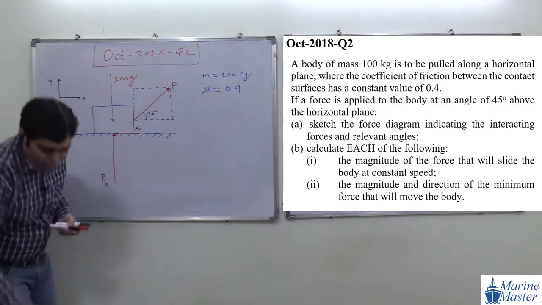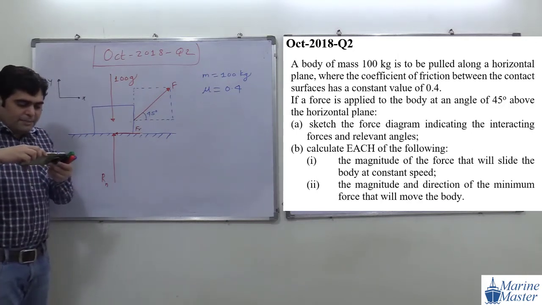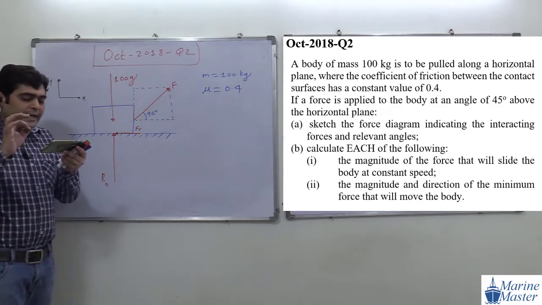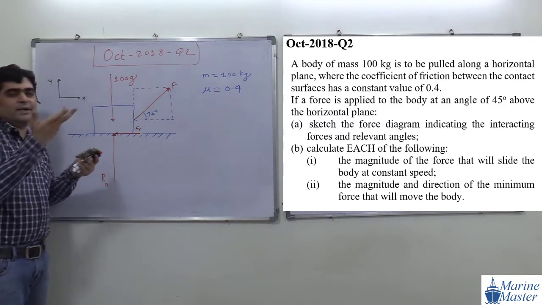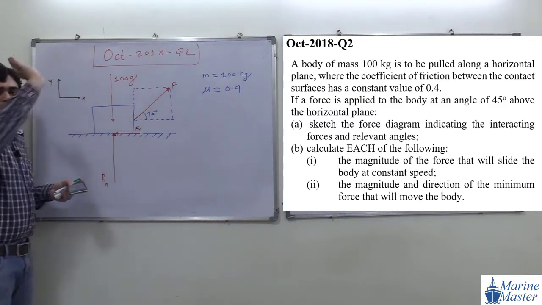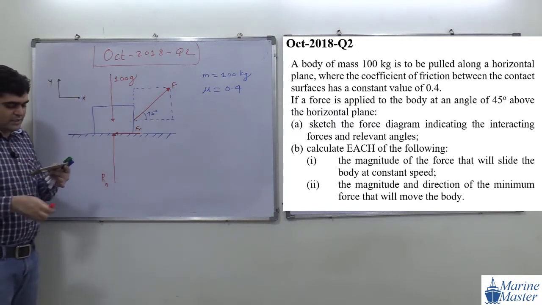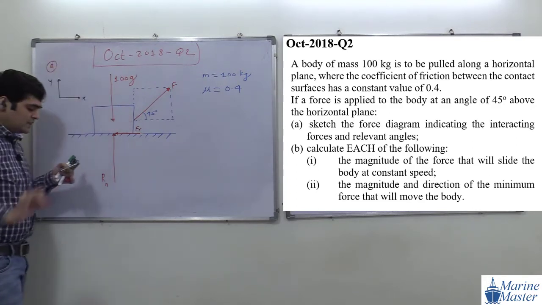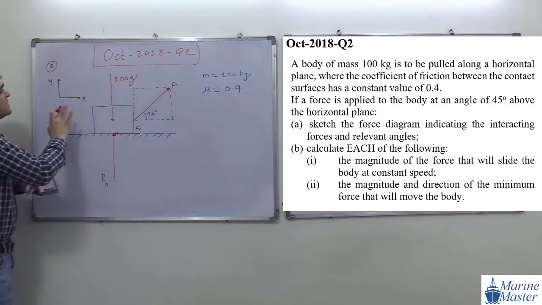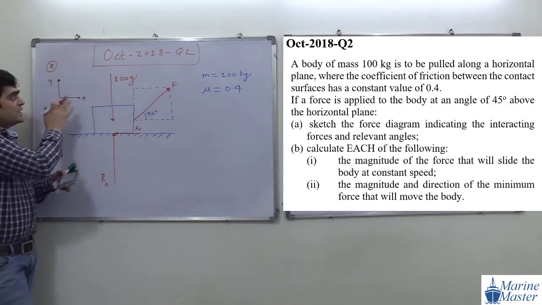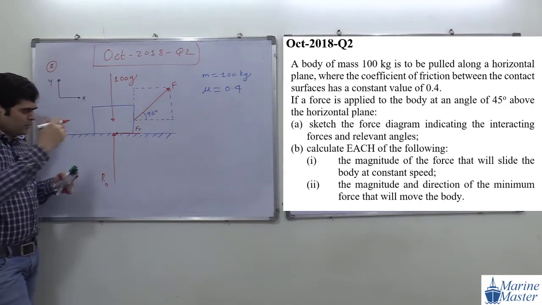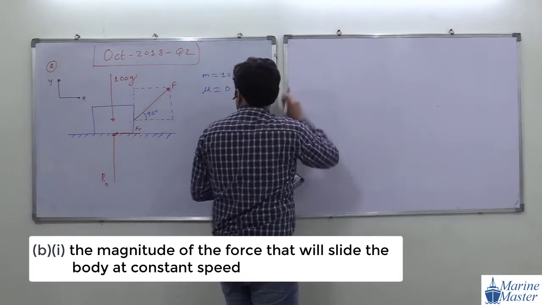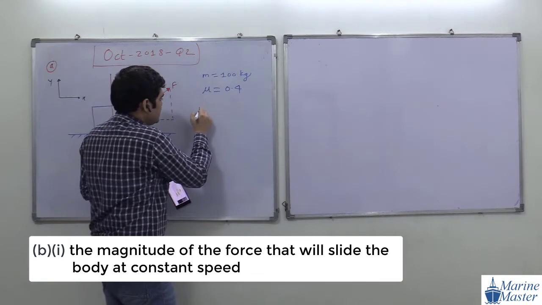Now in A part, what are they asking us? Sketch the force diagram indicating the interacting forces and relevant angles. So this is our A part answer. This drawing is our A part answer. This is what they are asking us in A part. Okay, this drawing is simple. Now what are they asking us in B's first part?